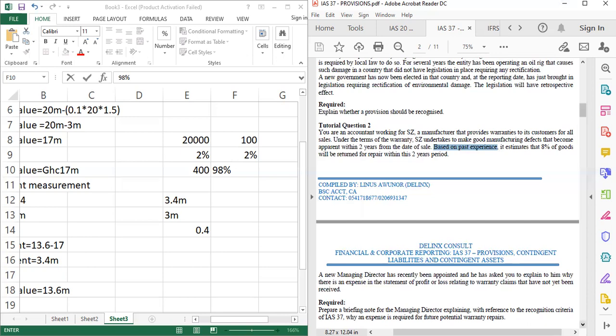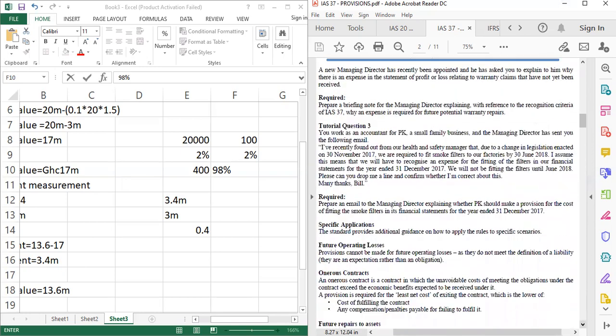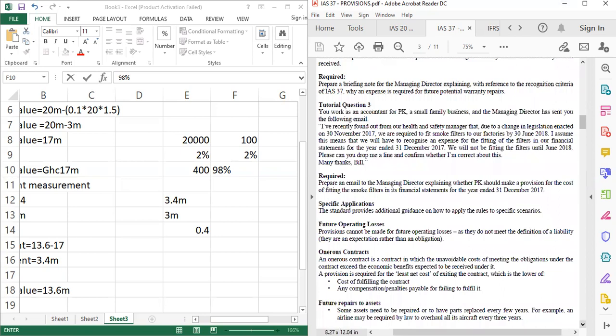If yes, is it required by law or is it based on the past experience of the organization? It's based on the policy of the organization. These are the things that we look at to make a provision. Let's look at specific applications of the provision.